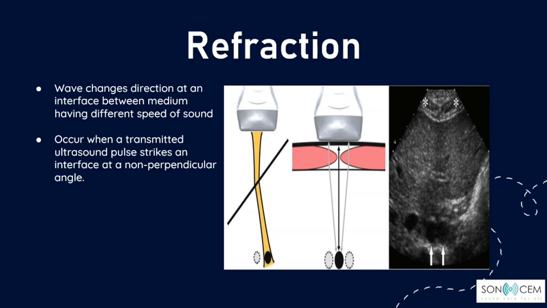Refraction occurs when the waves travel through mediums with different speed of sound at a non-perpendicular angle of incidence. This image shows ghosting artifact of the abdominal aorta, which appears in duplicate deep to the rectus abdominis muscle, which acts as a refractor.